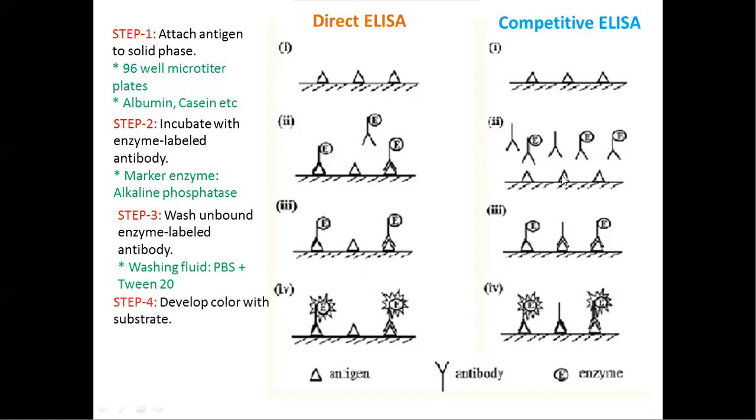Step 4. Develop color with substrate. Finally, we add chromogenic substrate, which gives color to sample if a specific antigen is present in the serum. Here we use 4-nitrophenyl phosphate as substrate molecule. Based on color intensity, quantity of antigens present in sample will be measured by colorimetry. Direct ELISA and competitive ELISA methods are useful for detection of antigens as well as antibodies present in blood.